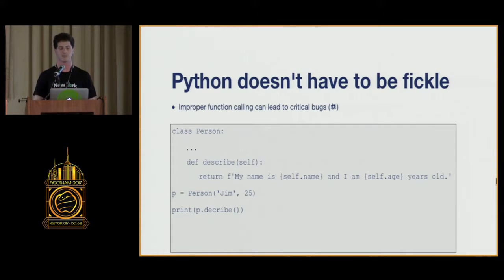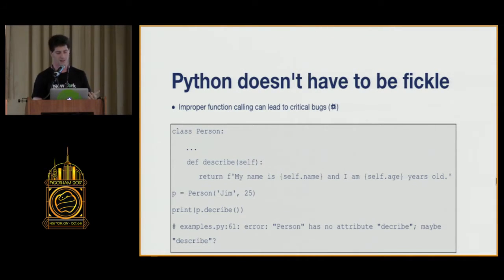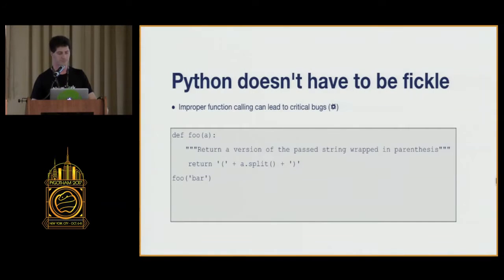So let's revisit the examples that we gave before. Here we have person, and we call describe. Now we can use MyPy and it tells us, hey, person has no attribute describe, maybe describe. So it can even try to guess what you actually meant when you fat-fingered the keyboard. You run this before you deploy your code, and it will tell you that this kind of stuff is happening.